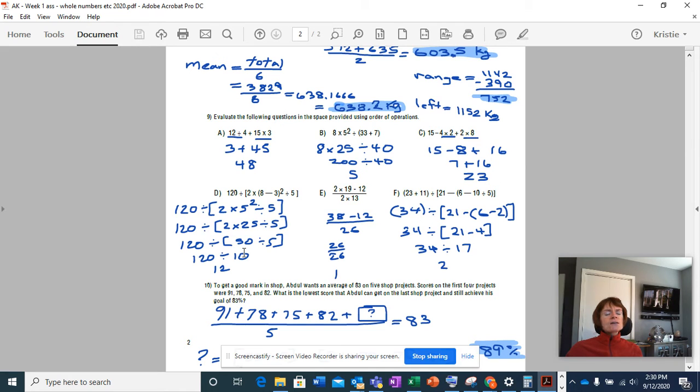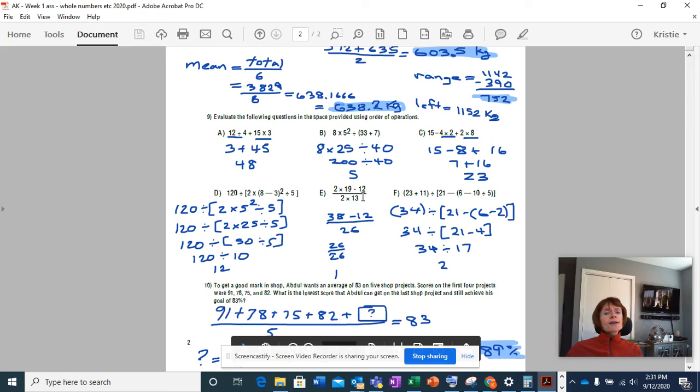In part D, there are round brackets and square brackets. So work your way from the inside out. Start with your brackets on the inside, so you get 5 squared on the inside. And then work your way across. You've got to multiply and a divide. So 5 squared is obviously 25. Then left to right, 2 times 25 divided by 5. That whole bracket comes down to a 10. So 120 divided by 10 gives you 12.